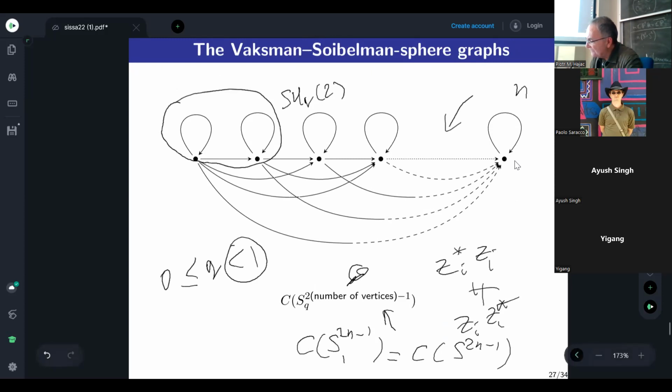So in fact, you should think that here I draw one more vertex and all these necessary edges.